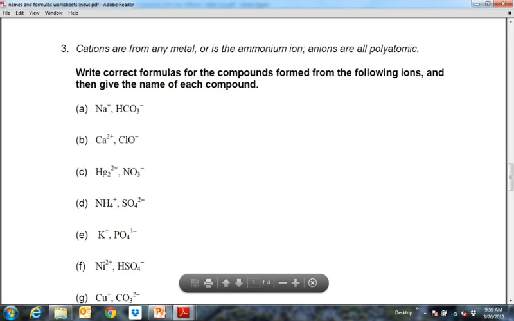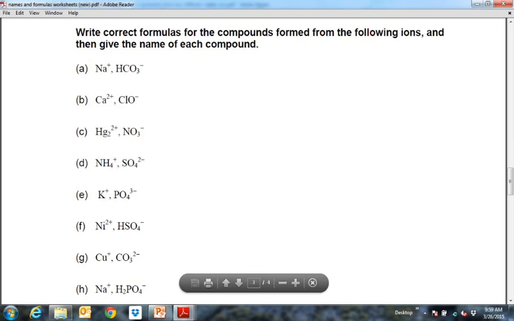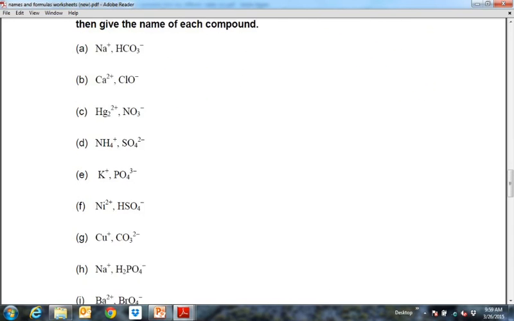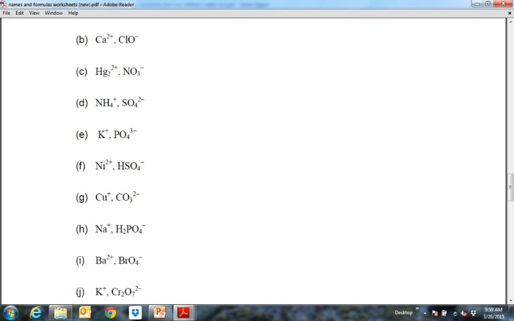Anybody have a request? Which one do you want to do? Let's do F. Okay, so this is section 3. We're going to pick on F. There's 2 pages, right? So on that first page, section 3, again, we're going to crisscross, make the neutral formula, and then we're going to name that thing. All right? And we're just going to build on what we've done.